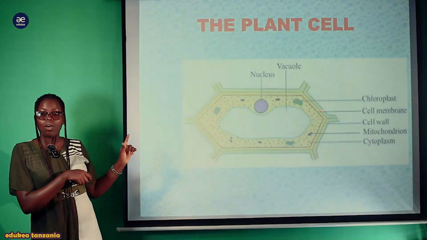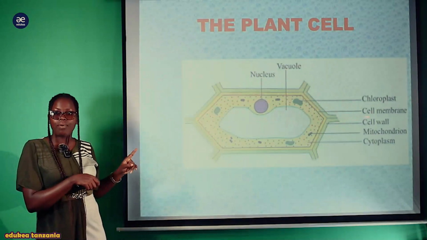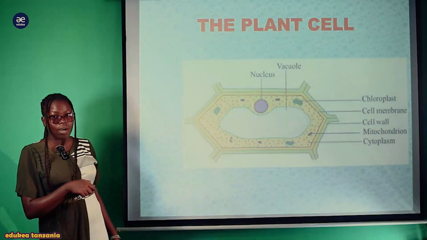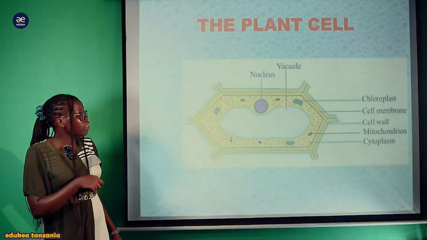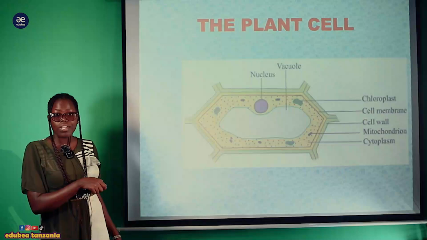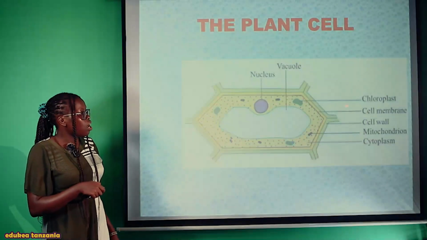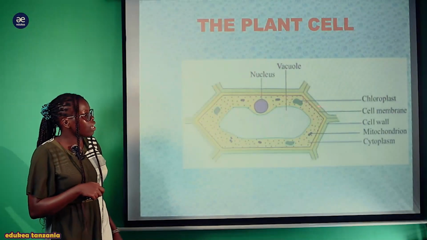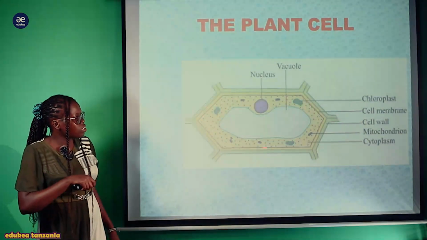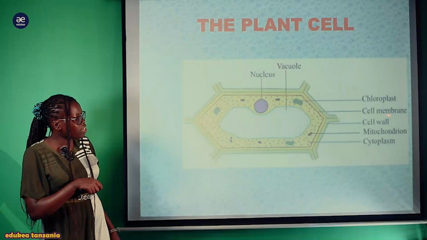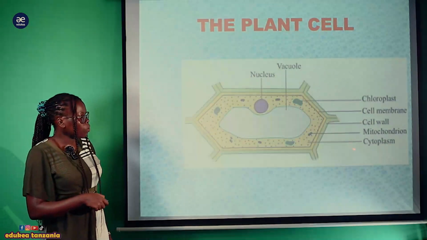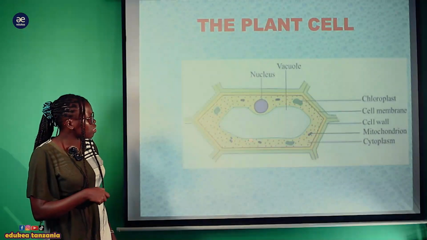Also, the chloroplast. The animal cell does not have chloroplasts, but the plant cell has chloroplasts which contain chlorophyll for the photosynthesis process. Also, it has the cell membrane which is inside. The cell membrane is to cover or to protect the content within the cell. Also, it has the cell wall. This component was not present in the animal cell. Also, it has mitochondria, very small mitochondria. Also, they have cytoplasm, the same as in the animal cell.